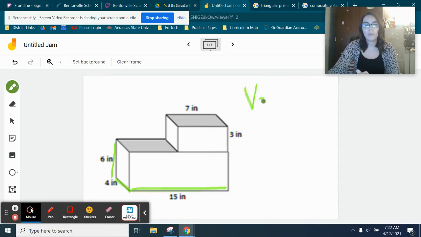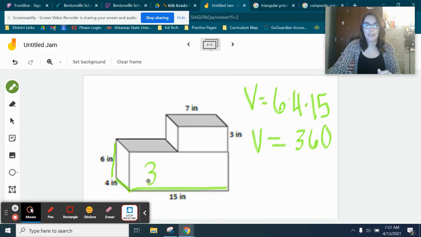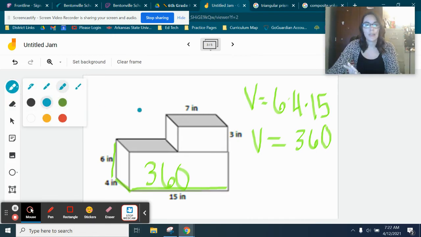So we have volume equals 6 times 4 times 15. Let's go ahead and grab our calculator. 6 times 4 is 24, so I'm just going to do 24 times 15, which is 360. I'm going to wait and label at the very end. So this is 360. Then I'm going to switch colors just so we can see the different shapes.